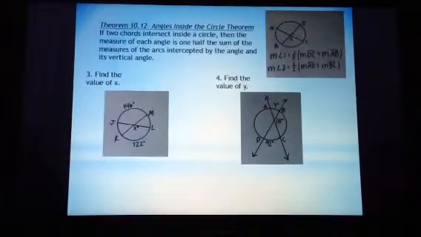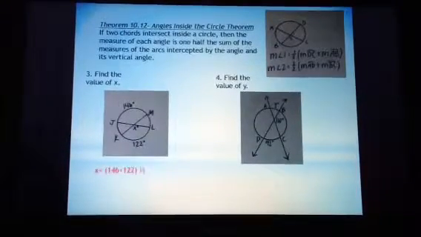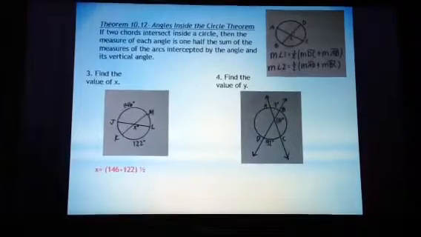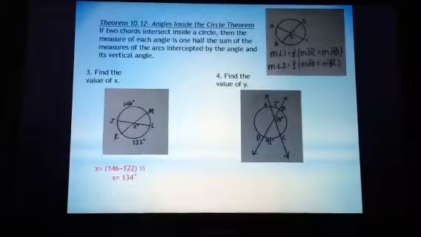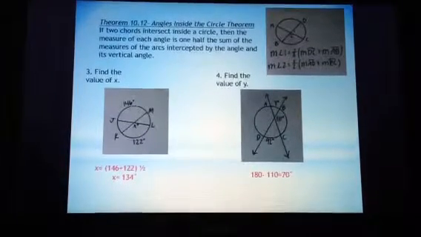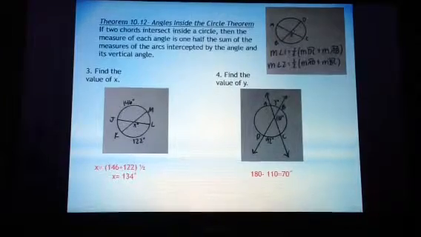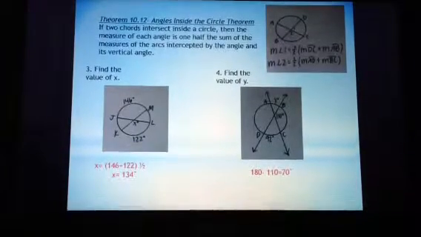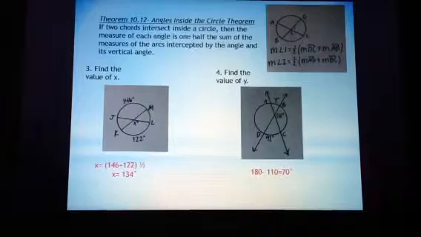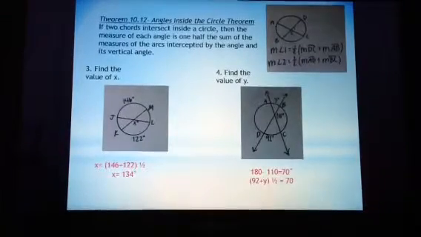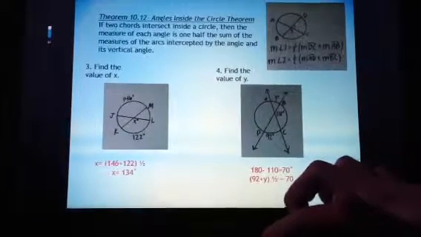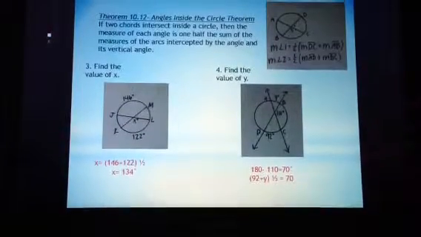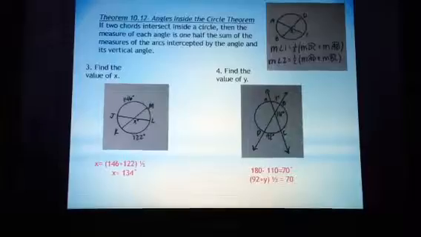For example 3, to find the value of x, you have to do 1/2 of 146 plus 122 to get x to equal 134 degrees. To find the value of y, since this angle and this angle are a linear pair, you subtract 180 minus 110 to find this angle to become 70, and then you add 92 plus y, take 1/2 of that, set that equal to 70, and then you find y to be equal to 48 degrees.